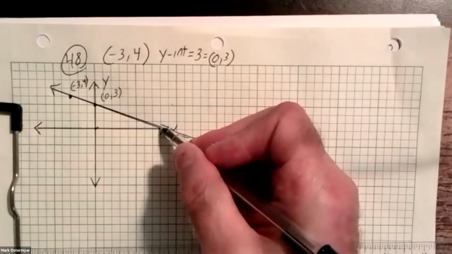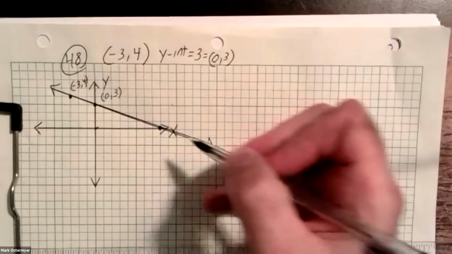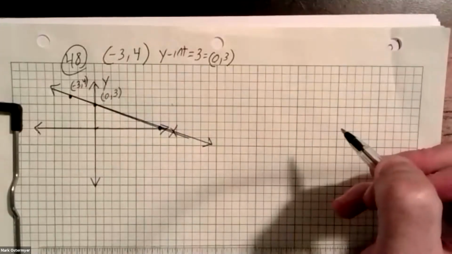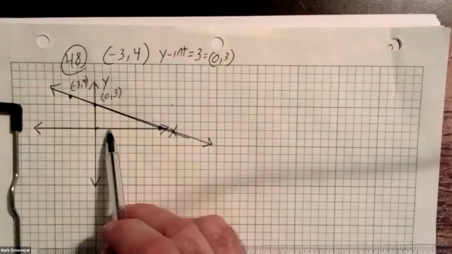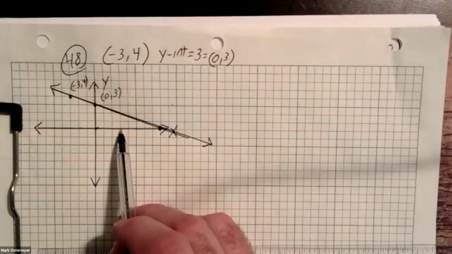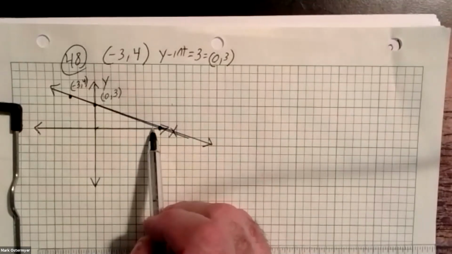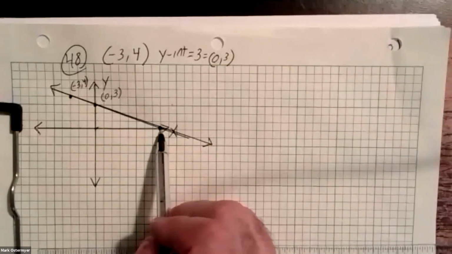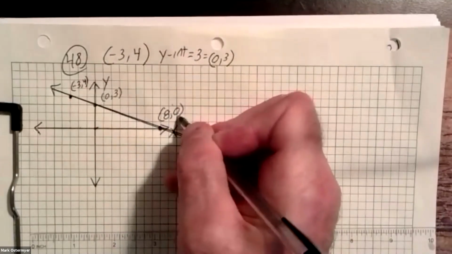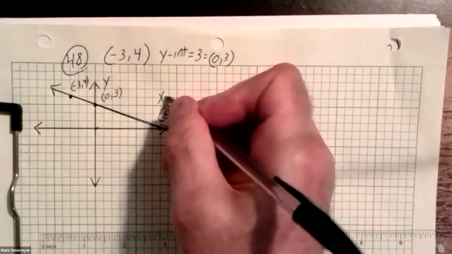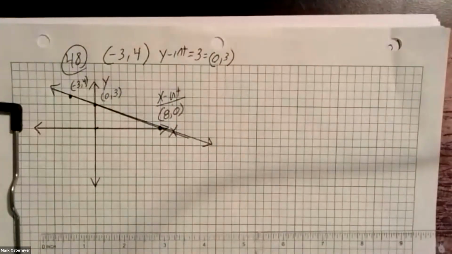It appears to be what, this point here? Can anybody read off that x-intercept for me? What would that be? 1, 2, 3, 4, 5, 6, 7, what? 8? It looks like my x-intercept might be 8, 0. Is that what it looks like, ladies and gentlemen? 8, 0?